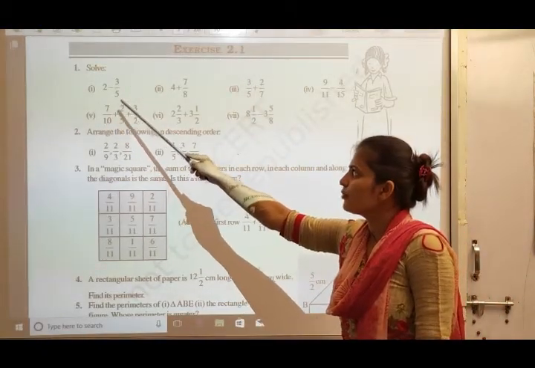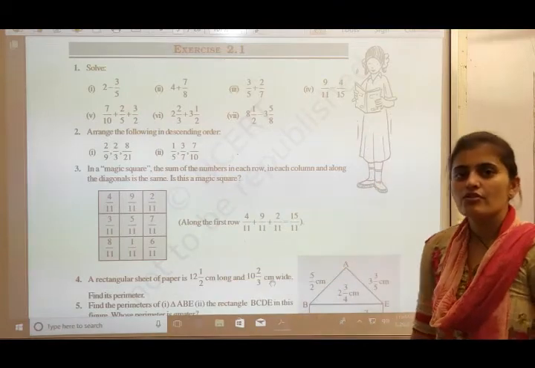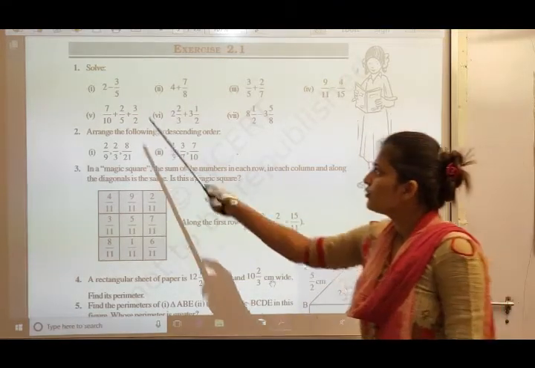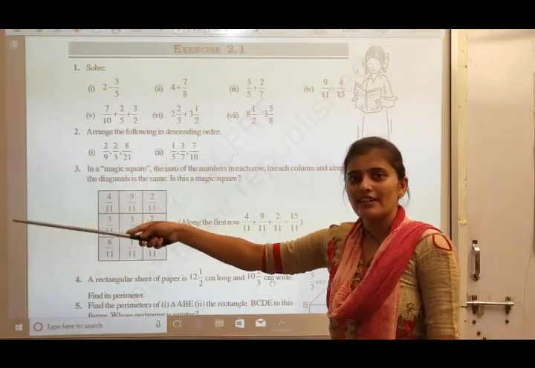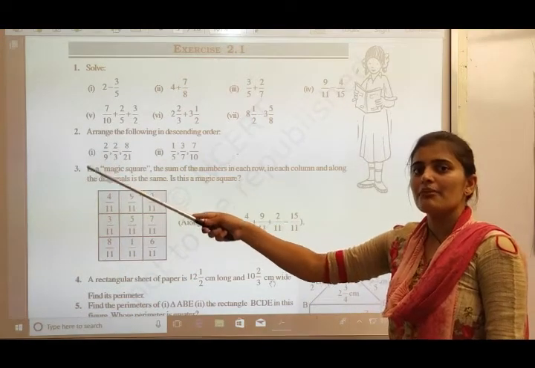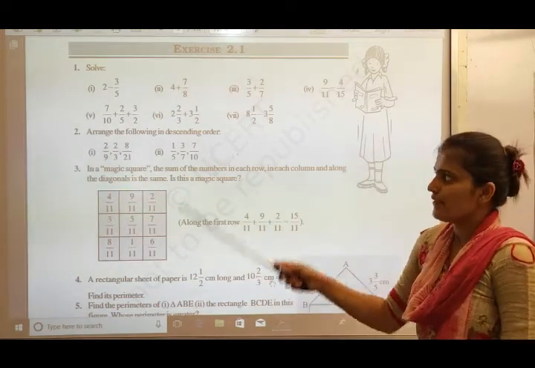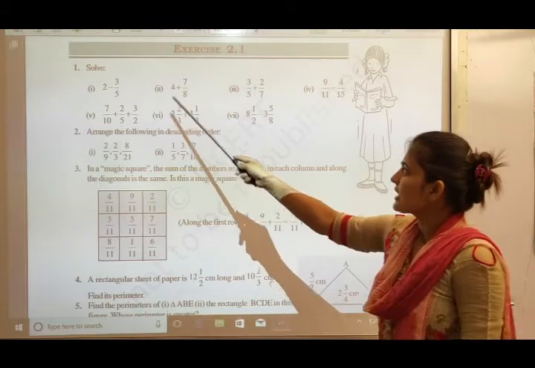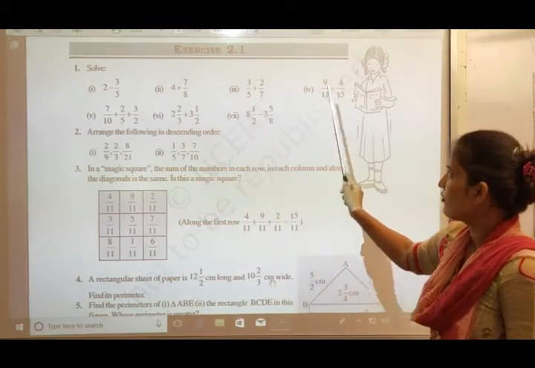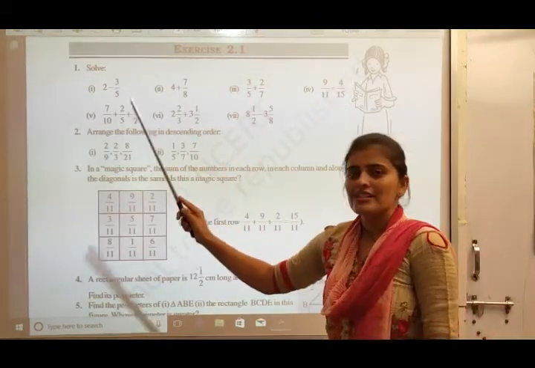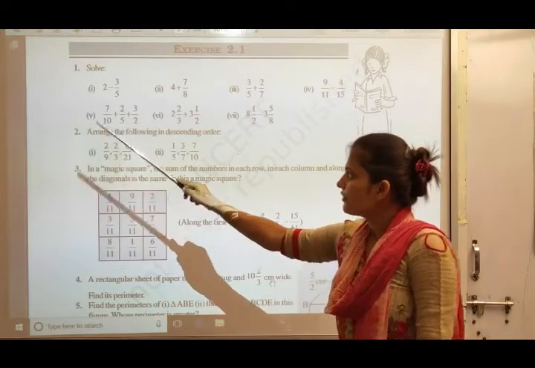The first one is given: 2 minus 3/5. So simply, you have to do 2 multiplied by 5, 2 5s are 10, minus 3, divided by 5, and the answer will be 7 by 5. Next, this is homework, this is also homework, this is also homework, all are similar. Now the fifth one I will show you.